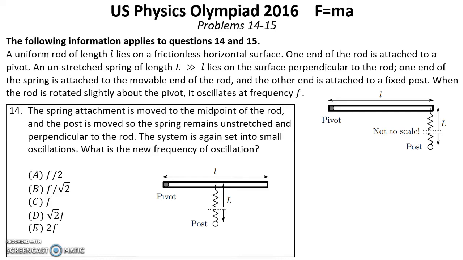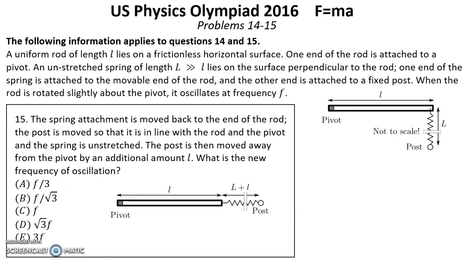Problem number 14. The spring attachment is moved to the midpoint of the rod, and the post is moved so that the spring remains unstretched and perpendicular to the rod. The system is again set into small oscillations. What is the new frequency of the oscillations?